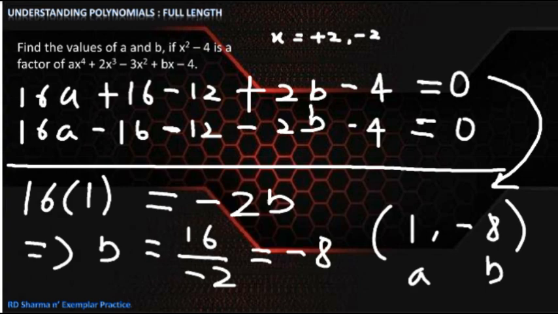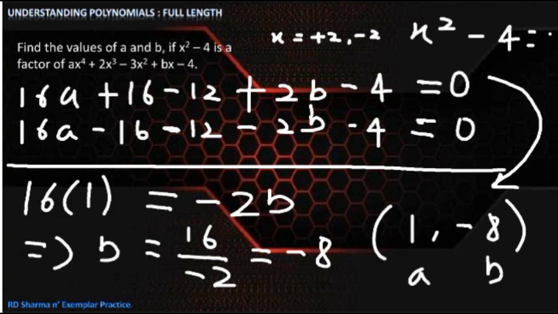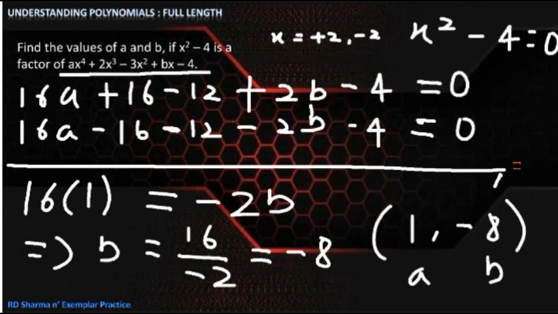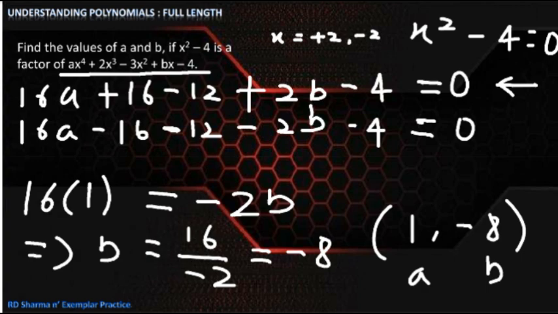Now, this question is a little different from the questions that you have solved so far. What you have to do here is, first you have to find the zeros for x squared minus 4 equals 0. In this expression, you can find out that x can be either plus 2 or minus 2. And there what you do is replace plus 2 in place of x in this expression, and you can obtain this expression. And when you replace minus 2 in place of x, you can obtain this expression.